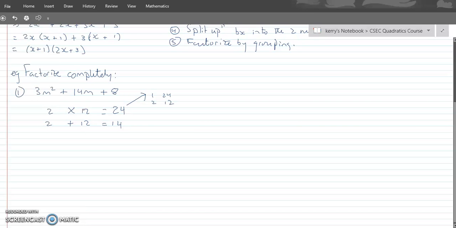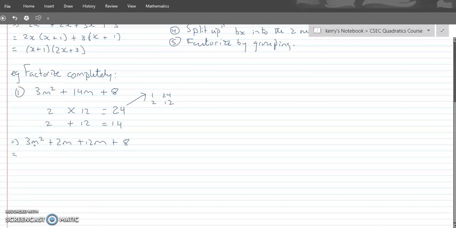So 2 plus 12 is 14, and 2 by 12 is 24. Don't just put the first two numbers you get inside here. Test to make sure that they also multiply to give you back this number. Our third step now is to break up this term, the term whose power is 1, into these two numbers. So what we will get is 3m squared. It doesn't matter which one comes first. You can put the 2m first, or you can put the 12m first. It really doesn't matter. You will end up with the same answer eventually.